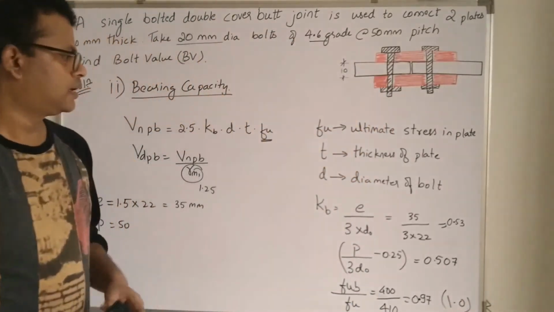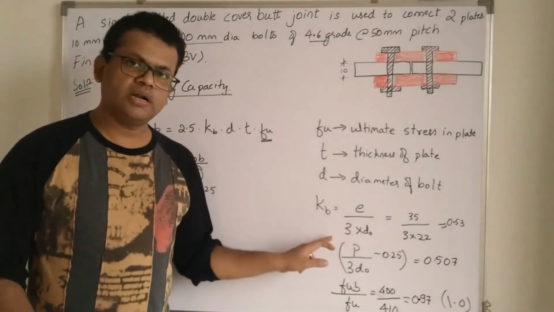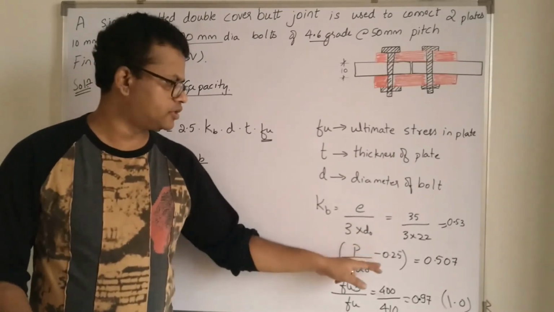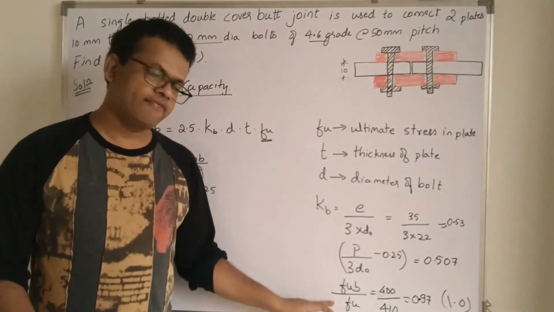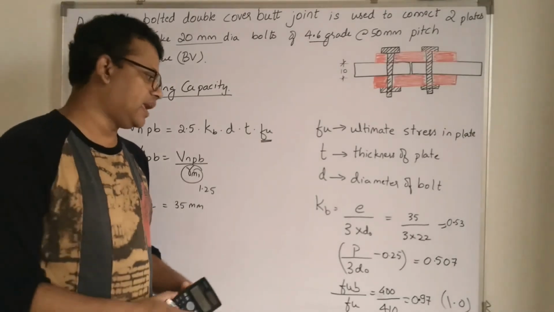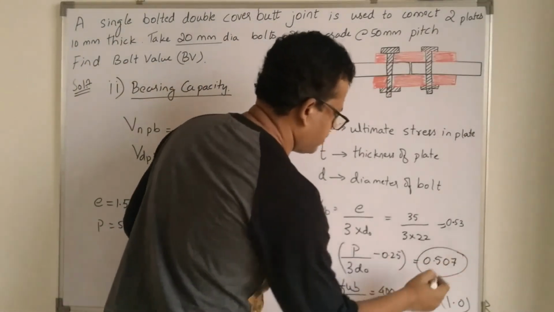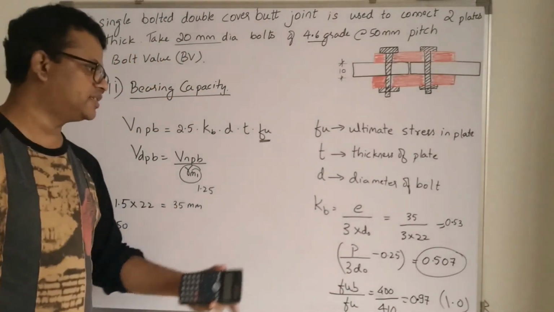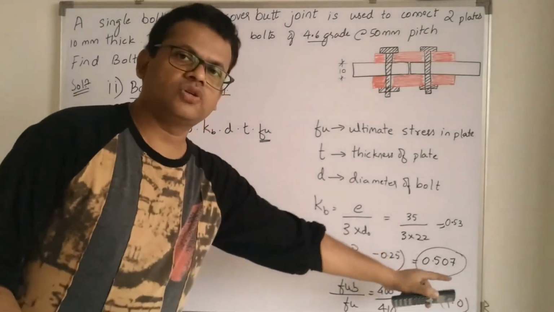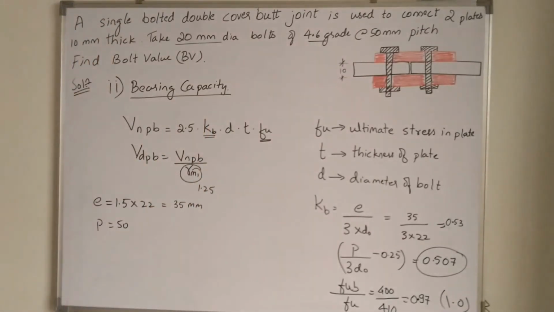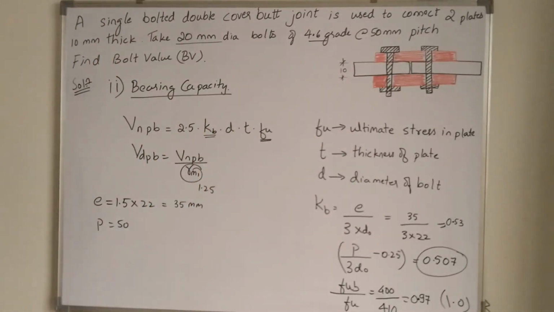That means KB can be either E upon 3 times D naught, or P upon 3 times D naught minus 0.25, or FUB upon FU, or it is 1. So the least of all these will be the value of KB. In this case, the least value is coming to be P upon 3 times D naught minus 0.25, which is 0.507. So this is the value of KB. The other things we already know, so we can simply substitute and calculate.